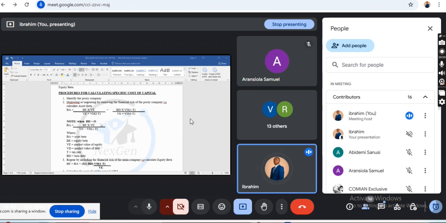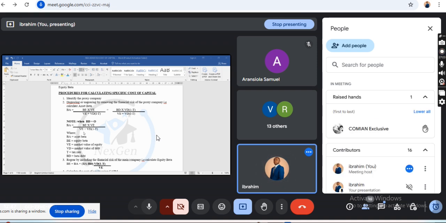Then all this information, BE, VE, VD, are all for the business risk. That is the formula. But when BD, which is the beta debt of the proxy company, is not given to you in the question, automatically what is on your left hand side will become zero. So note when BD equals zero, that is when it is not given to you in the question. You just maintain the right hand side. If your BD is not given to you, it becomes zero. Then the one you make use of is the left hand side. Don't forget all this information is for the proxy company, which will be given to you in the question. It is just for you to identify them.